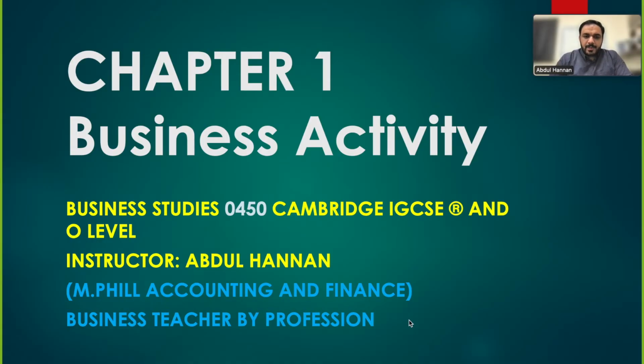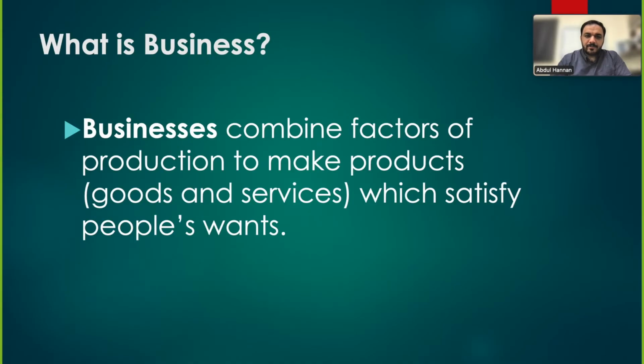So first of all, we will start this chapter with the definition of business. What exactly is business? Business is the combination of factors of production to make products. Products are goods and services. Goods are in the form of physical existence, and services are intangible, which you cannot touch. They have no physical existence. And it is to satisfy people's wants.